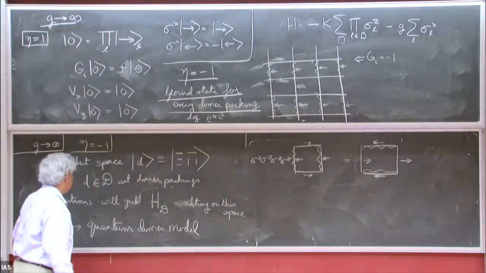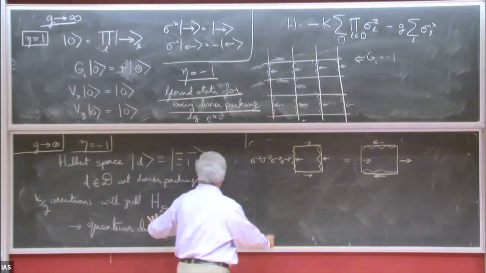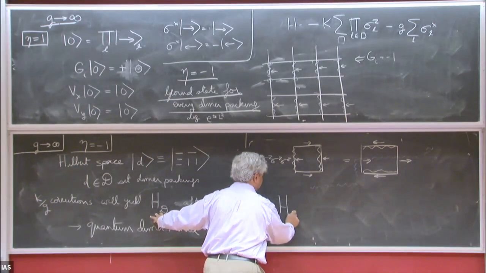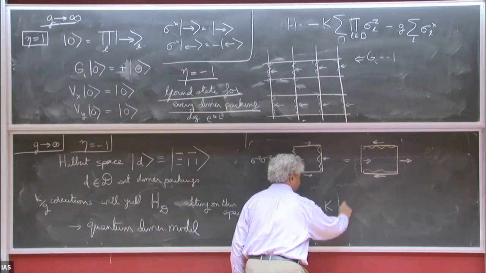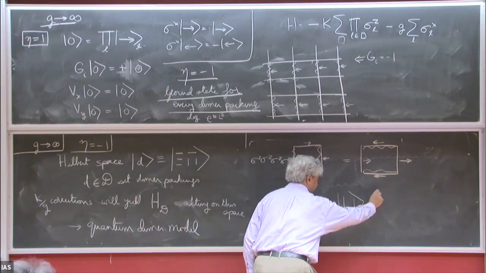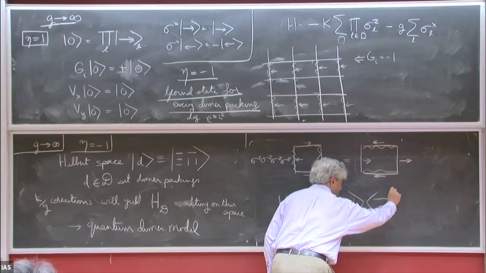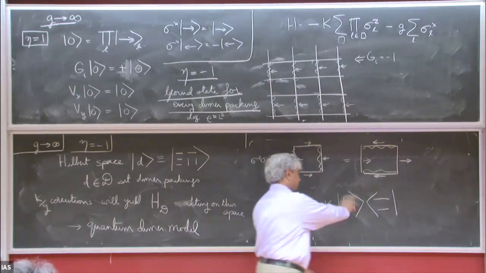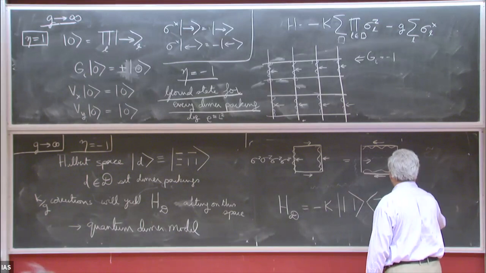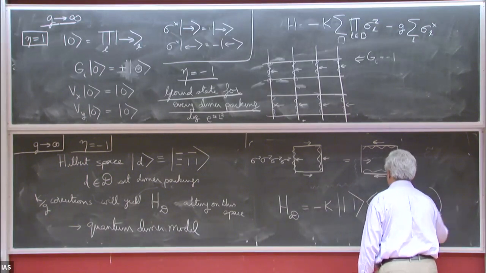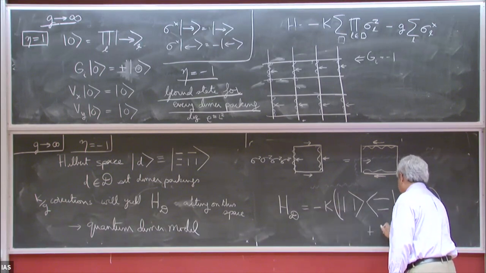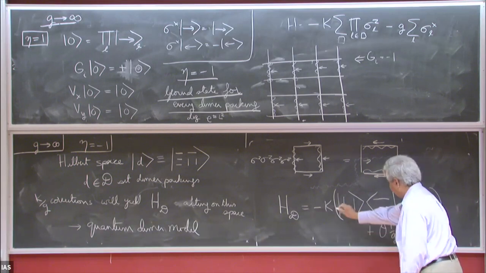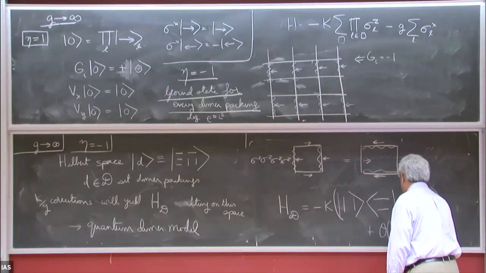So I can immediately write down in a picture what this is. The Hamiltonian acting on the quantum dimer model is minus K. This is how you write it down. It's this term which flips the dimers, plus Hermitian conjugate. And at higher orders in g, you get other terms. This is of order K, g to the zero, and then there'll be terms of order one over g.